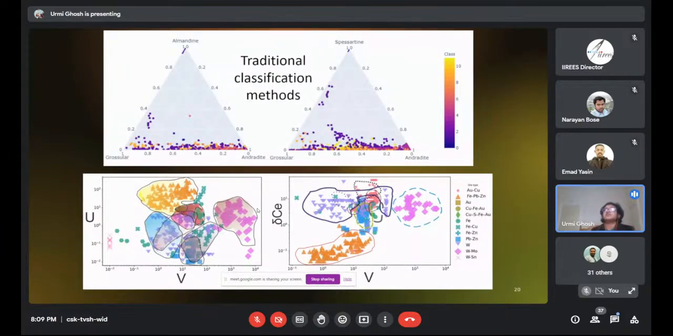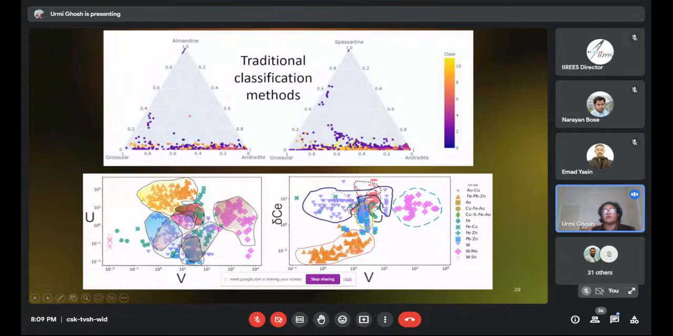Initially, I tried to plot the garnet composition on the traditional classification methods that were already available at that time. These are the main triangular diagrams, and these are the bivariate plots. But you can see that when I am using all my data set, there is no clear distinction.